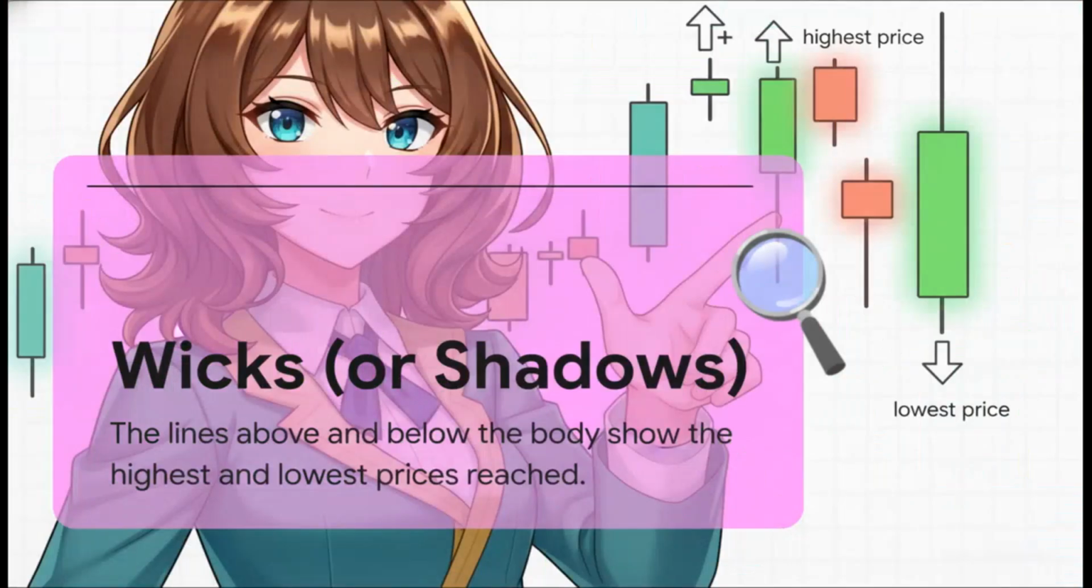And what about those thin lines you see sticking out from the top and bottom? Well, those are called wicks or sometimes shadows. Think of them as showing the full extremes of the price. The very tip of that top wick, that's the absolute highest price the stock hit. And the bottom of the lower wick, you got it, the absolute lowest price.